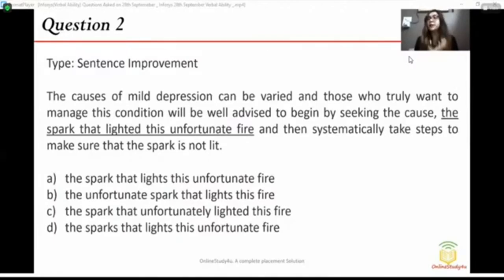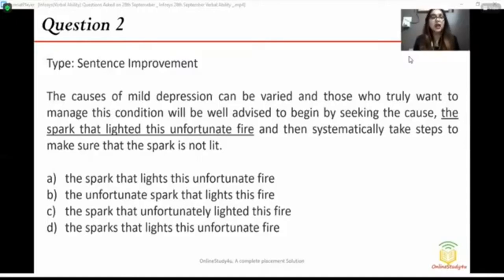So this is talking about mild depression and people who experience mild depression. It says that the causes of mild depression can be different, and for people who truly want to manage this condition, they want to handle their depression, what they need to do is first understand the cause, something that caused this depression to happen, and then systematically take steps to make sure that the spark is not lit, right? So once you've identified the cause, then you treat your cause. That's what it means. Now our underlined portion is the spark that lighted this unfortunate fire.